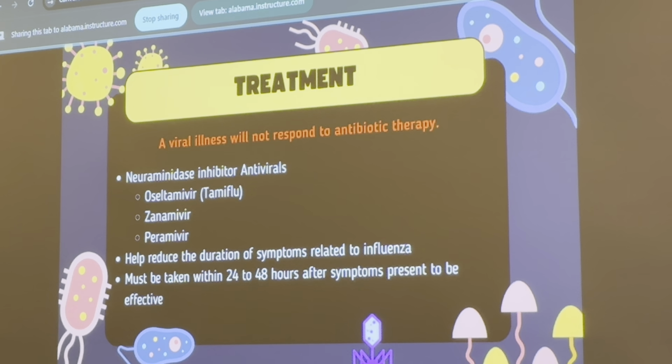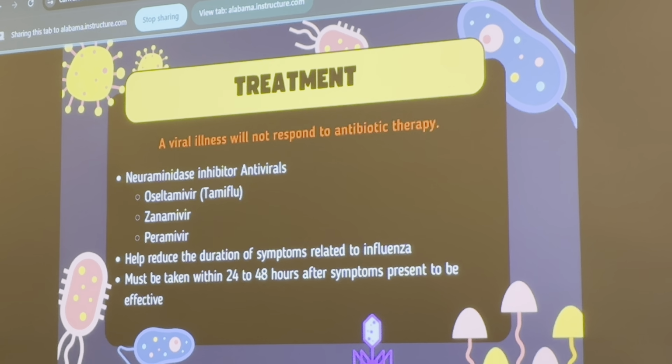So how are we gonna treat our influenza? We're gonna treat the symptoms. Treat the symptoms, okay? That's a good one. Good bullet point right here. The last one, must be taken within 24 to 48 hours after symptom presentation to be effective. So if we're gonna do any kind of treatment at all, any kind of antiviral at all, it needs to be within 24 to 48 hours after symptom presentation.